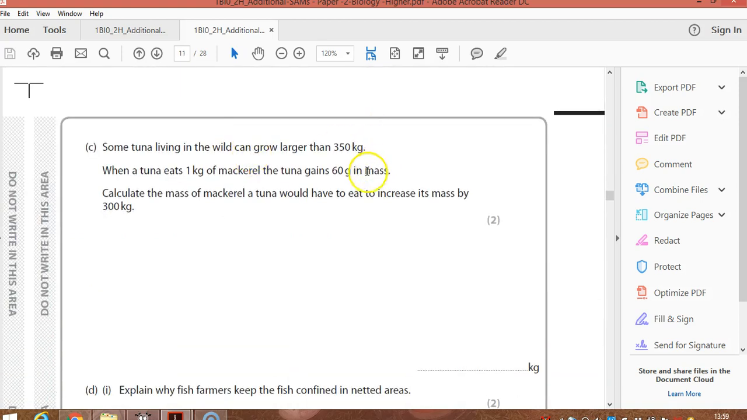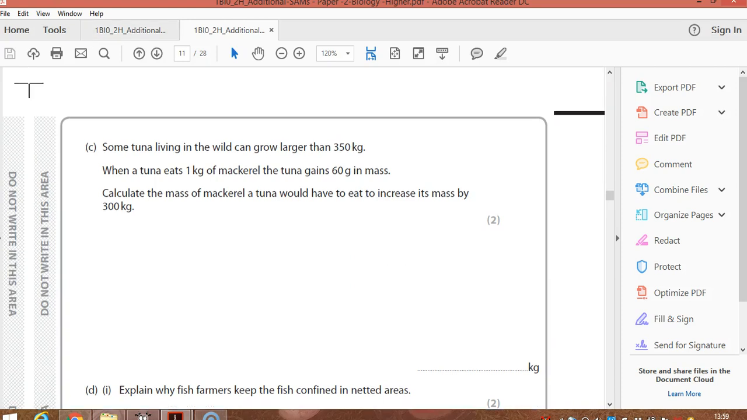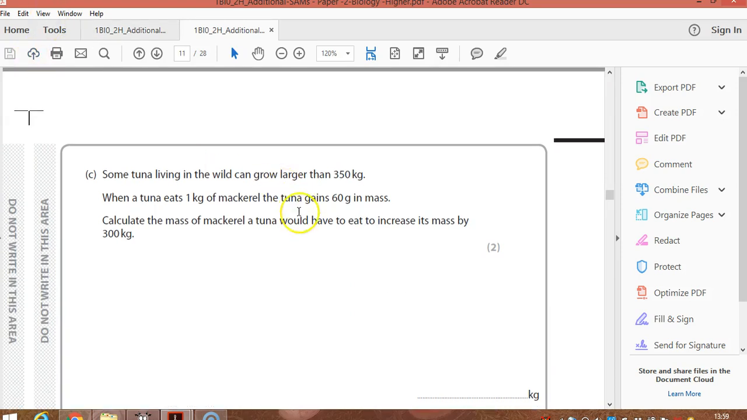Some tuna living in the wild can grow larger than 350 kilograms. When a tuna eats a kilogram of mackerel, the tuna gains 60 grams in mass. Calculate the mass of mackerel a tuna would need to eat to increase its mass by 300 kilograms. Right, so the thing they're testing here is you're given this in grams and this in kilograms. So you're going to have to do a unit conversion.